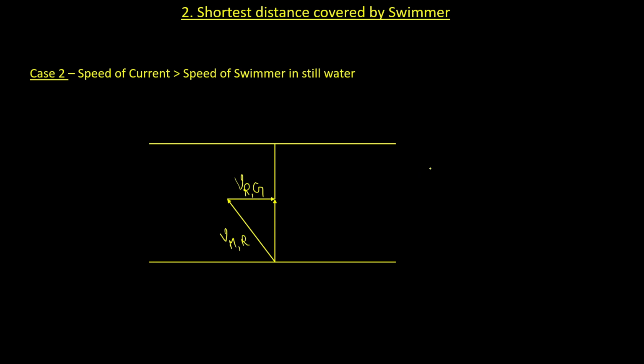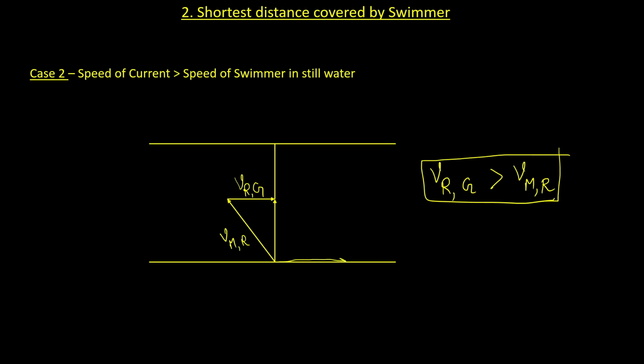So here in this case, the second case, velocity of river with respect to ground is basically greater than the velocity of man with respect to river. And in this case, no matter how much angle you're going to take with respect to this speed of current or velocity of current, either this or this or this, you're never going to actually approach to move in this direction, that is perpendicular to the speed of current. So in this case of speed of current greater than speed of swimmer in still water, you're never gonna cover this shortest distance that was discussed in the case 1.